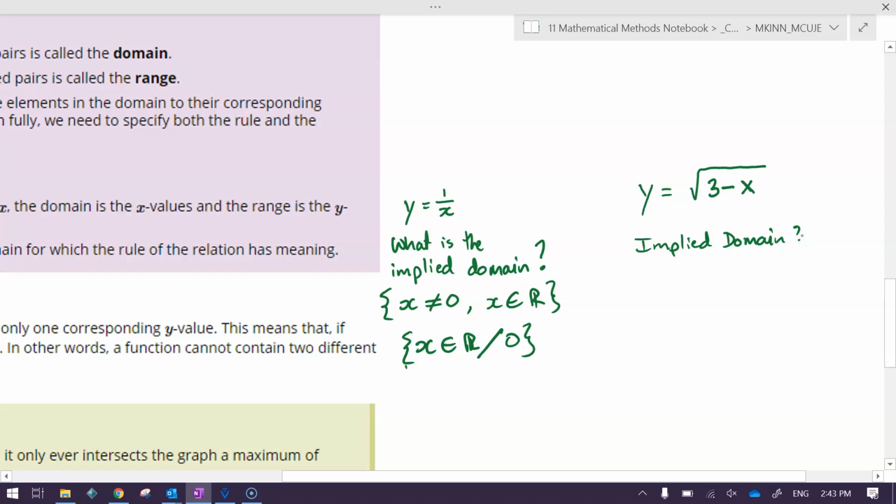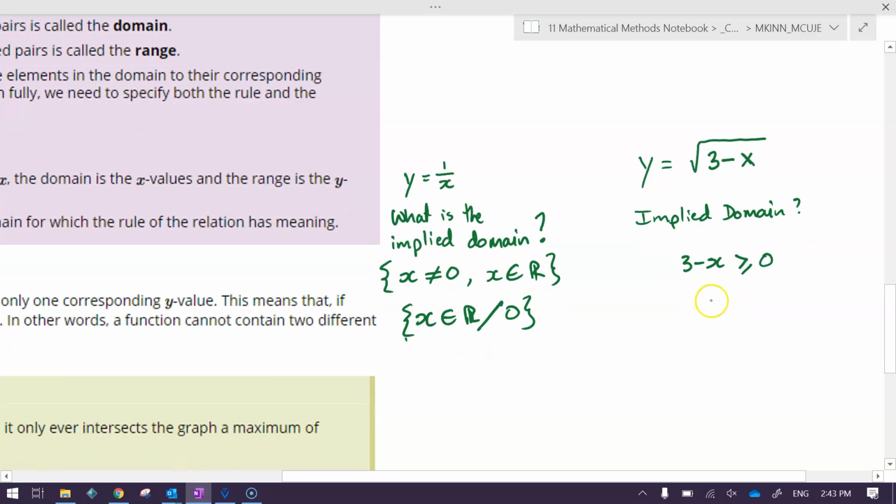Some of you will be able to see it, but here's how I would always do it, just to make my life easy. 3 minus x must always be greater than or equal to 0. Is that fair enough? Whatever's under the square root sign has to be greater than or equal to 0. X would be less than or equal to 3. X is a real number.